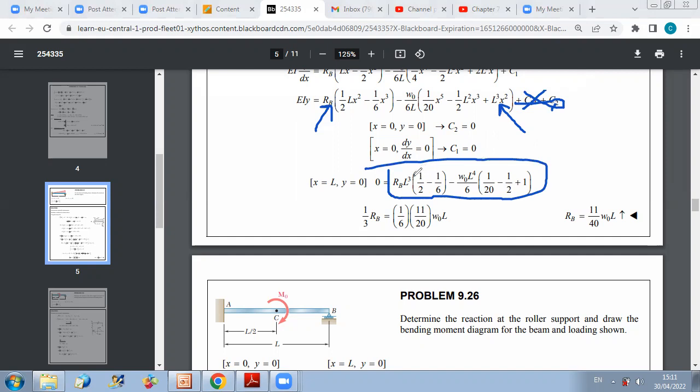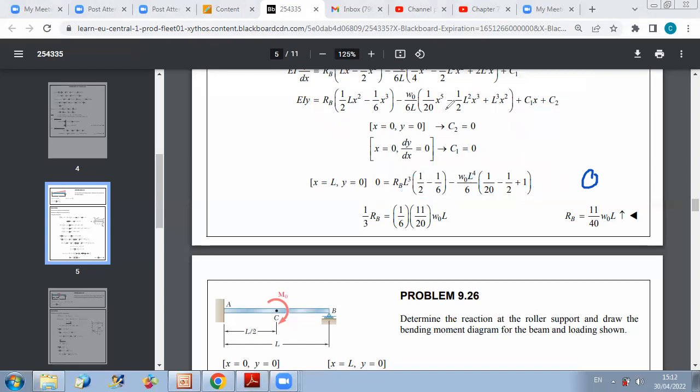So this will give you, after development, if you want to have RB, this is equal to 0, okay? And we can simplify here L cube and L4. So we just have then, from this side, just L. So RB times L times 1 over 2 minus 1 over 6 minus omega 0 over 6 times this term. We can calculate the numbers. Then we can get RB function of omega 0 and L.